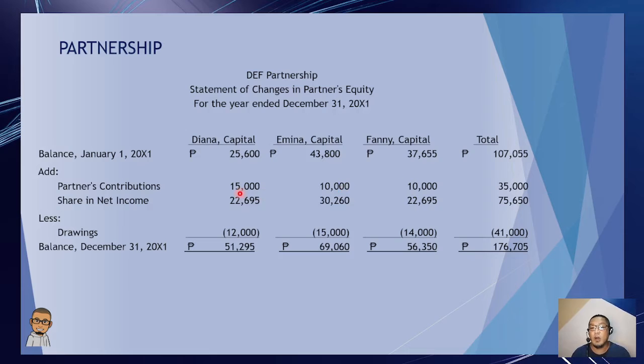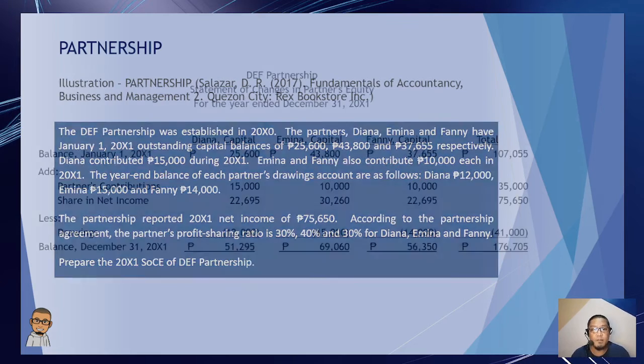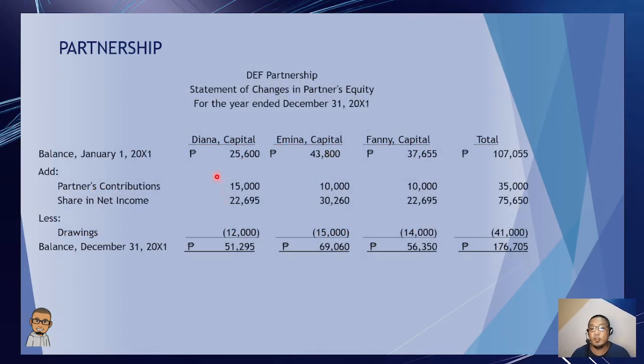Okay, so according dun sa previous natin na slide, nagkaroon daw ng 15,000 contribution during the year si Diana and 10,000 each for Imina and Fanny. So tignan natin. So partners contribution, 15,000 kay Diana. Yes, that is an additional equity. 10,000 kay Imina and then an additional 10,000 for Fanny. Now, lumalabas yung total contribution nila for the year is 35,000.